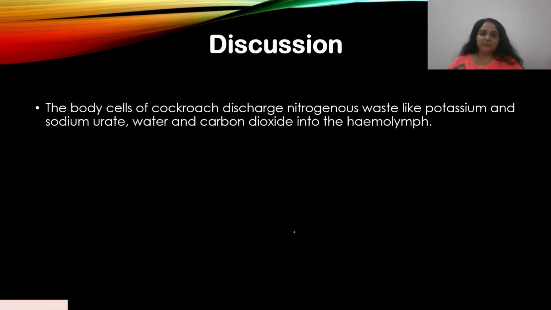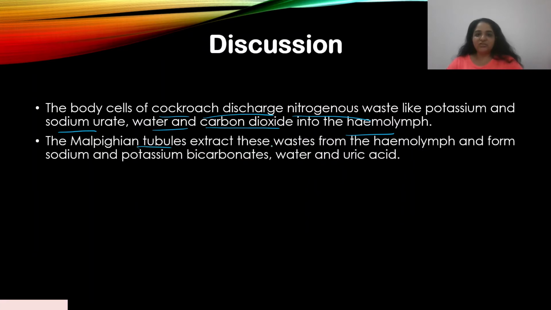We are aware that Malpighian tubules are excretory in function, so they play a role in forming uric acid, but we'll see how that works. The body cells of cockroach discharge nitrogenous waste like potassium and sodium urate, water and CO2 in the hemolymph. The cells produce these toxic compounds which need to be eliminated from the body, so they discharge into the hemolymph. Now we know that there are Malpighian tubules, which extract these wastes from the hemolymph and form sodium and potassium bicarbonates, water and uric acid.